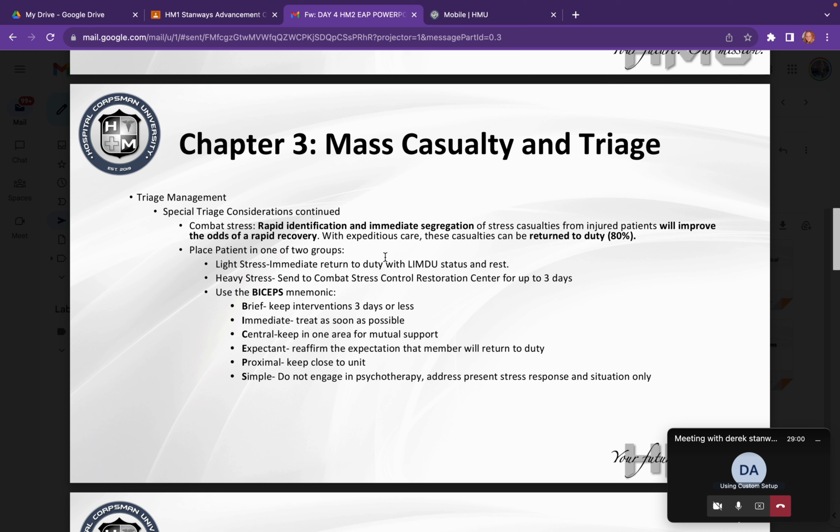Central, keep in one area for mutual support. Expectant, reaffirm the expectation that the member will return to duty. Proximal, keep close to the unit. And then simple, do not engage in psychotherapy. Address the present stress response and situation only.